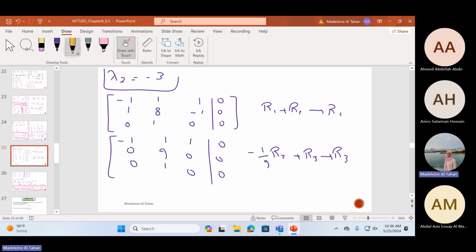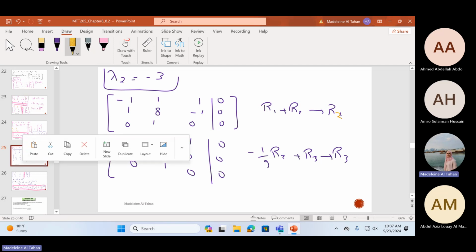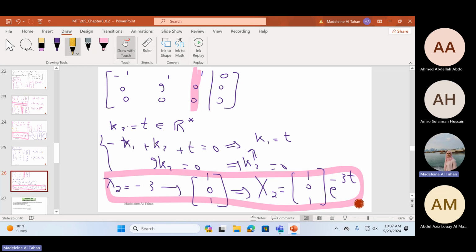Okay. What did we get? One eight minus 1 0 9 0 0 0. Oh, you switched. Yeah, it's okay. We'll get similar answers. No worry. Okay, what did we get? Okay, perfect. So then the last row will be 0. K3 is equal to T, belongs to R star. We substituted and we get our second solution. Right, miss?